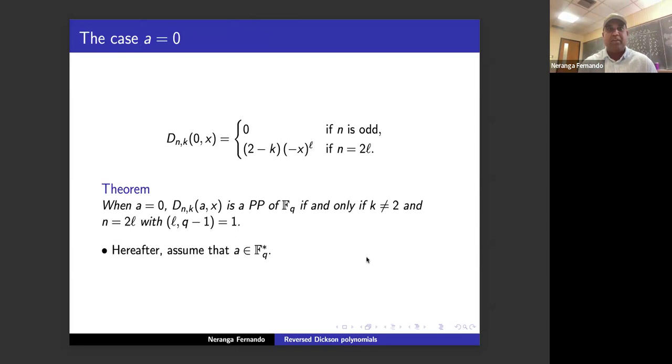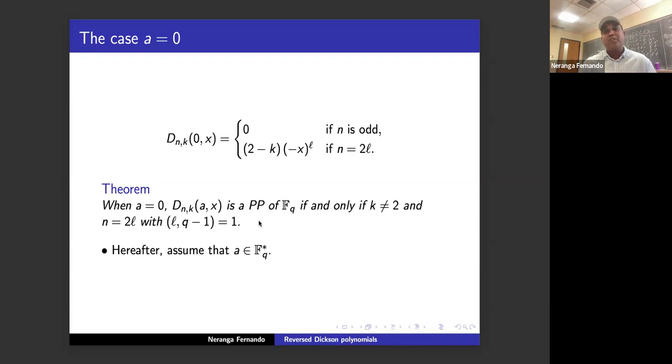It can be shown that when a is equal to 0, when n is odd, it's 0. When n is even, we get this monomial times a constant. So there are no permutation polynomials when n is odd. And when n is even, of course, it's a PP, a permutation polynomial, if and only if these conditions are satisfied. And again, from now on, I always assume that a is a non-zero parameter.